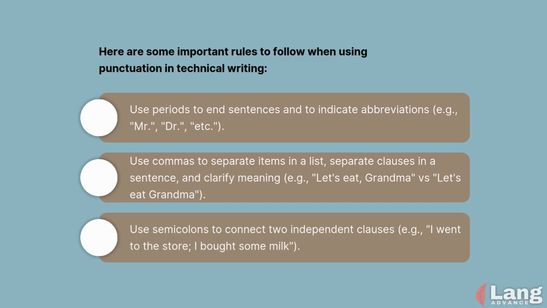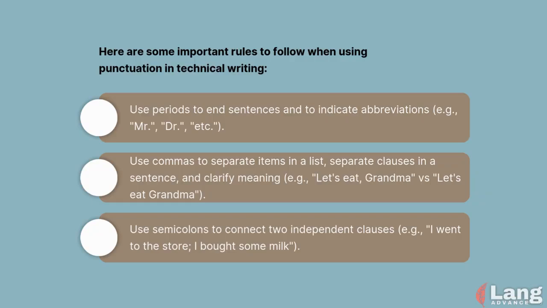Use periods to end sentences and to indicate abbreviations. For example, Mr., Dr., or etc. Use commas to separate items in a list, separate clauses in a sentence, and clarify meaning. For example, "let's eat grandma" versus "let's eat, grandma."